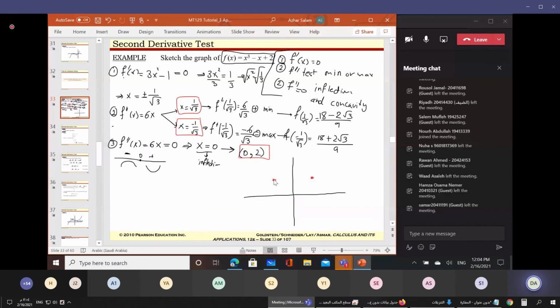Okay, the first one, and here minus will be, this was maximum, and the second one will be minimum, and I have an inflection point at 0, 2 here. This is 0, 2. So here maximum, then minimum, and the concavity here will be down until this point, then concave up.